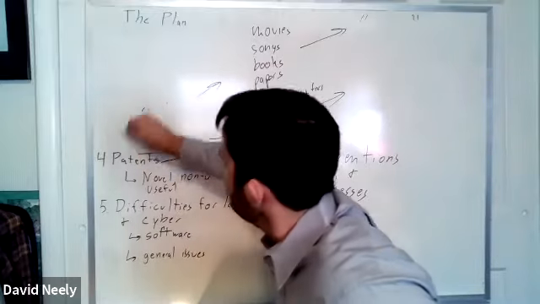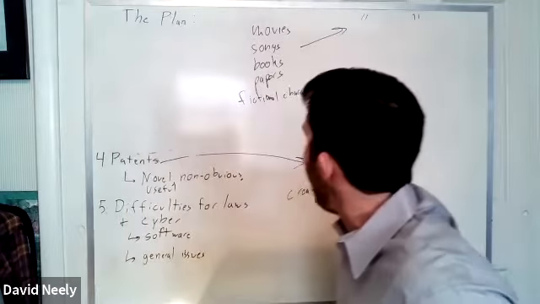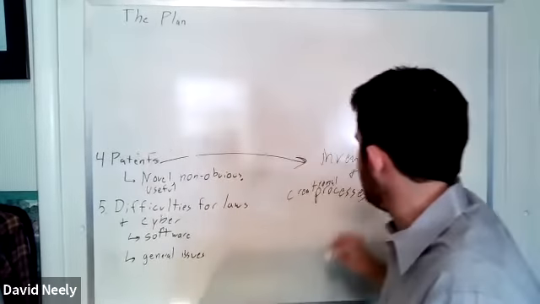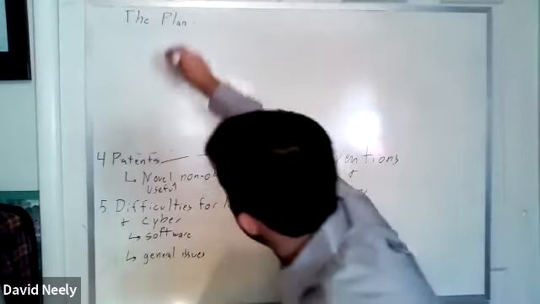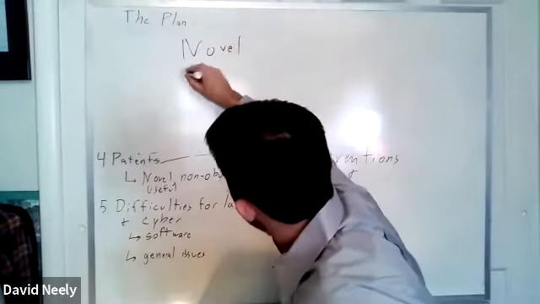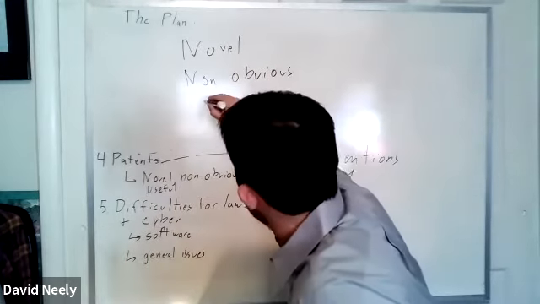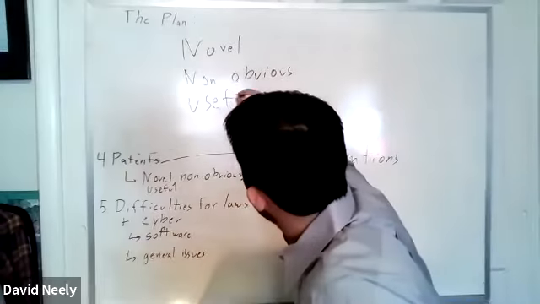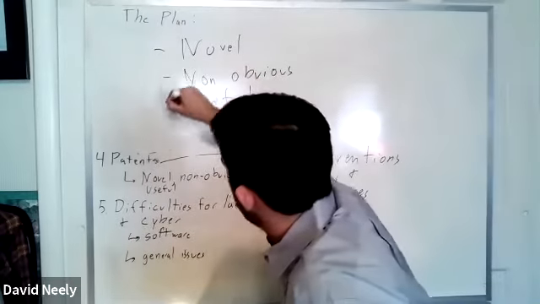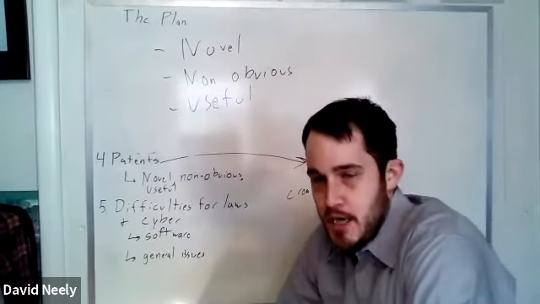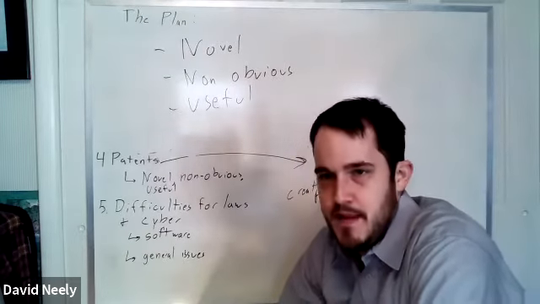So to get a patent on something, you can't patent anything in the world. There are only certain types of things you can patent. And in particular, they have to be novel, non-obvious, and useful. So, what does it mean for something to be novel? And I don't mean like a book. I mean novel in an adjective sense. I think it means something that isn't already out there.